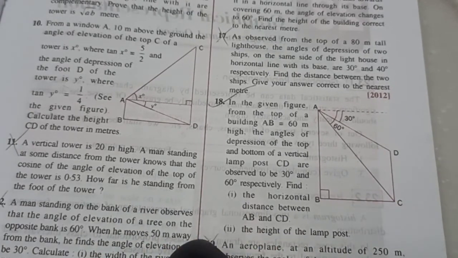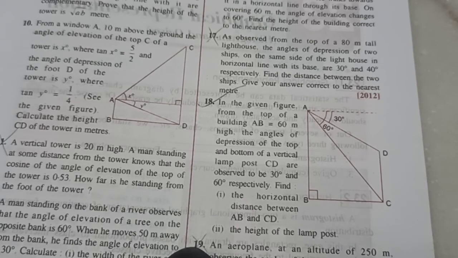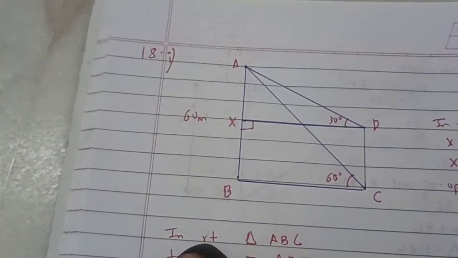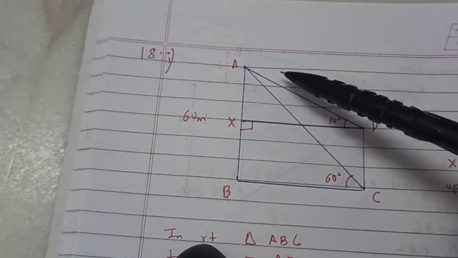Let's do the 18 sum. It's an easy sum, but what may be confusing are the angles of depression mentioned here, 30 and 60. So we'll draw the usual diagram here, like this. These are the angles of elevation, which are alternate angles to the angles of depression.